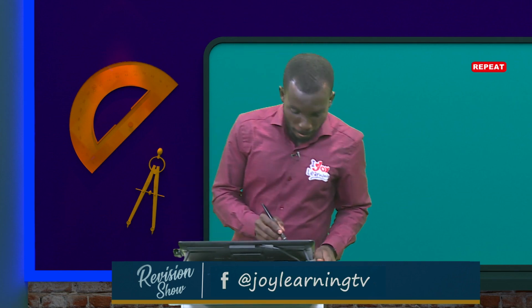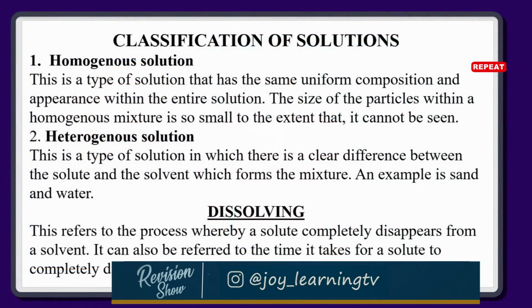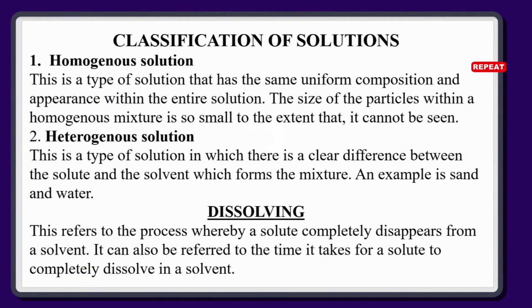The classification of solutions. Yes. I want to see how to pronounce that word. Okay, the first one is a homogeneous solution. Homogeneous solution. And the second one is heterogeneous solution. So homogeneous solution means that there's no clear difference between the solvent and the solute. And then the heterogeneous means that there's a clear difference between the solvent and the solute. Is that okay? Yes, sir.